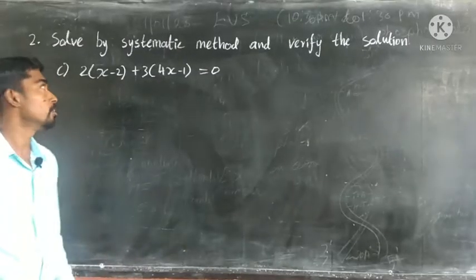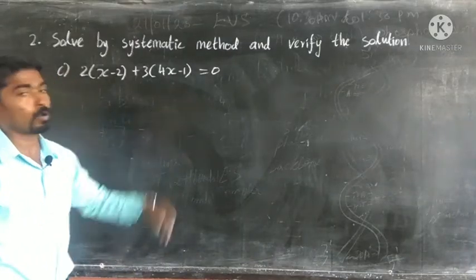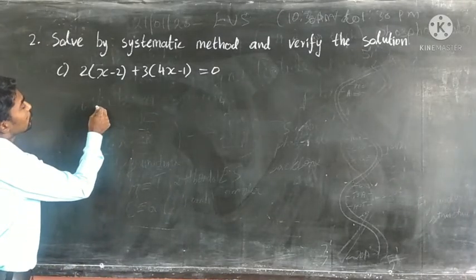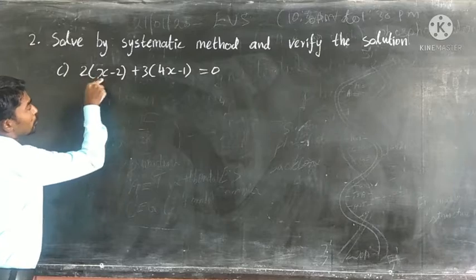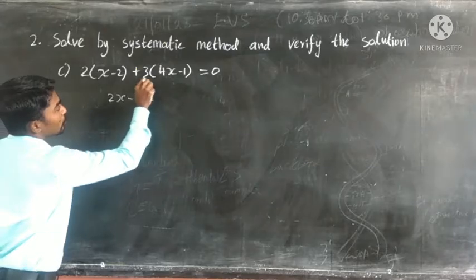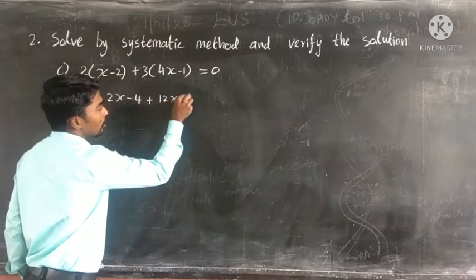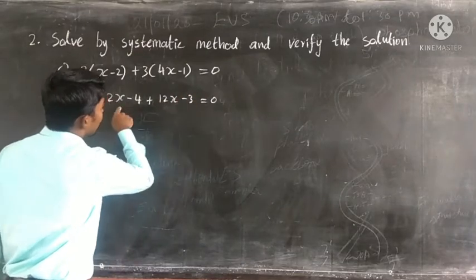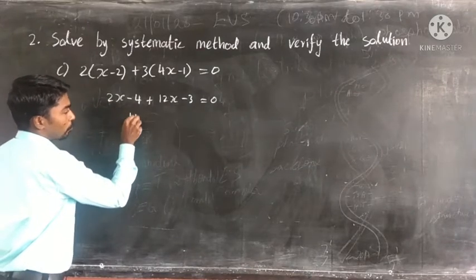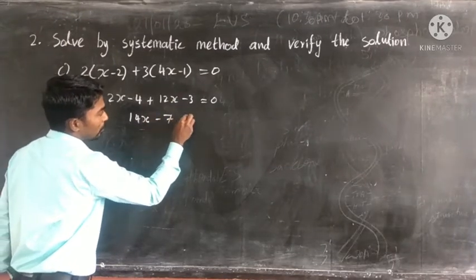Next solution, 2 of x minus 2 plus 3 of 4x minus 1 is equal to 0. We can simplify this equation first. Multiply 2 inside, it will be 2x minus 4 plus 3 4s are 12 x, 3 minus 1s are minus 3 is equal to 0. Add x value separately. 2x plus 12x is 14x. Minus 4 minus 3 minus 7 is equal to 0.